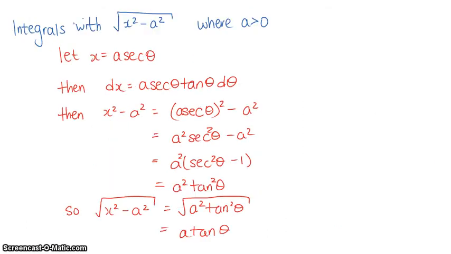The last format of the integrals that we'll look at that have square roots is when we have x squared minus a squared. Again, a is a constant that's greater than 0. And we use the substitution where x is equal to a, the constant, times secant of theta. The derivative of this then becomes a secant theta tan theta d theta. And then by the same logic as we've talked about before, the square root of x squared minus a squared is a tan theta.